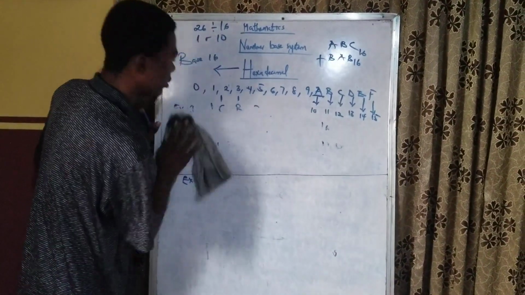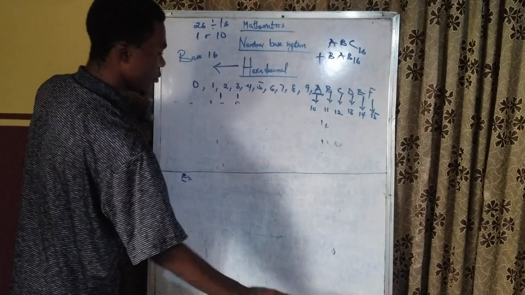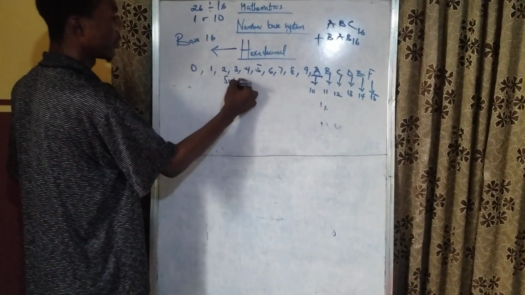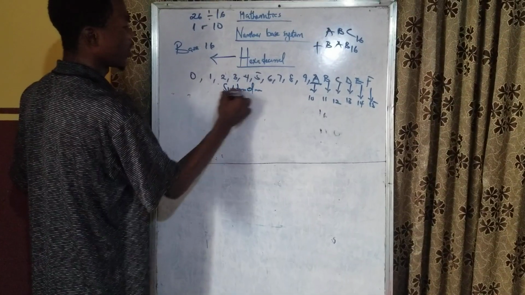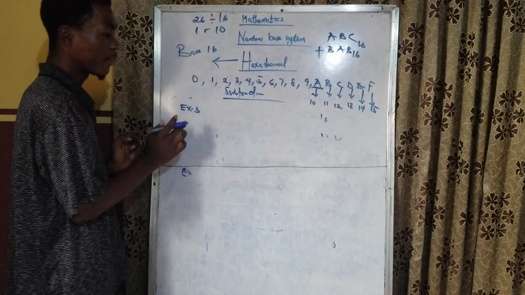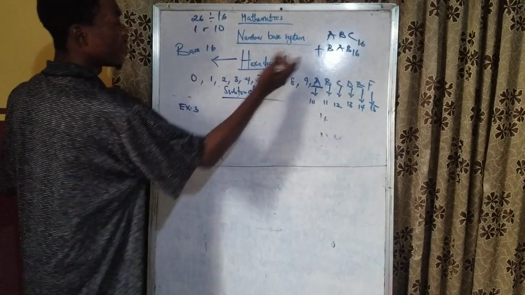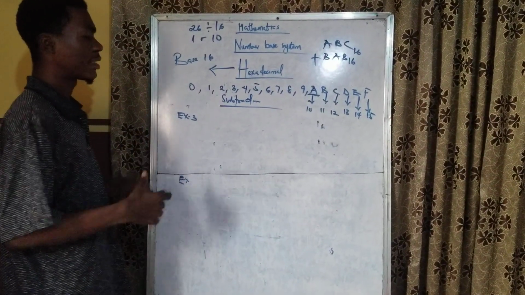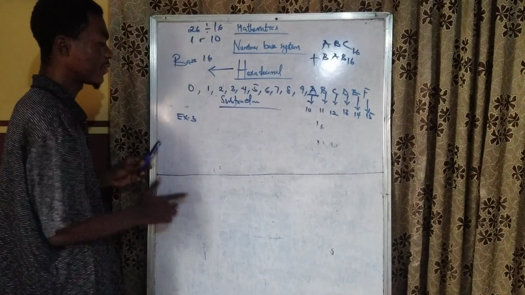I hope you are following. Now, let's go into the subtraction of numbers in hexadecimal. Example 3, because we've done example 1 and example 2, and I gave these as a class exercise for us to try and make sure we understand this very well.